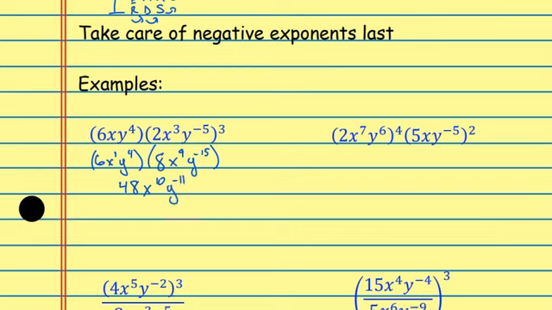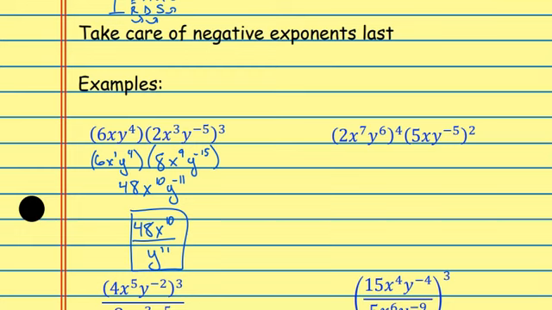All right. And then the last thing I do is take care of negative exponents. The thing that has the negative exponent, I have to flip to the other side of the fraction bar. So the 48 and the x stay where they are. The y flips to the other side of the fraction bar, and I'm done. Okay. Next one, same kind of thing.